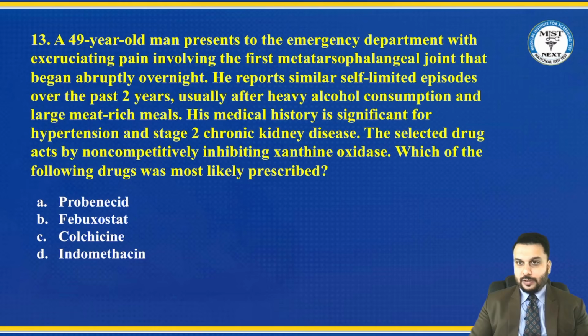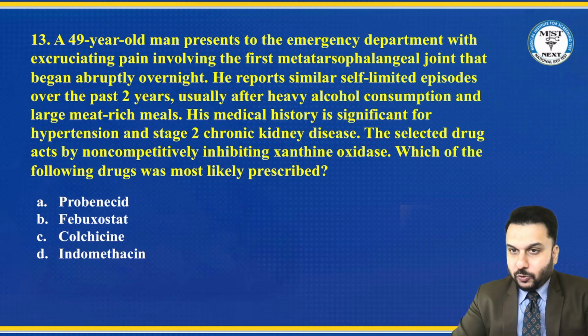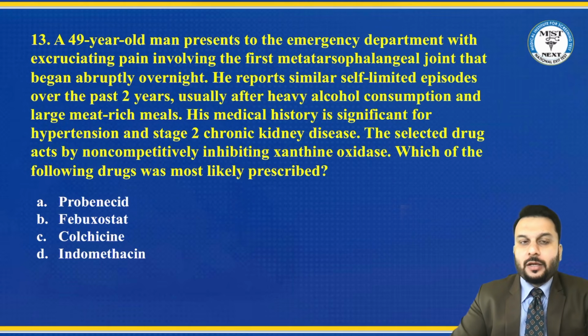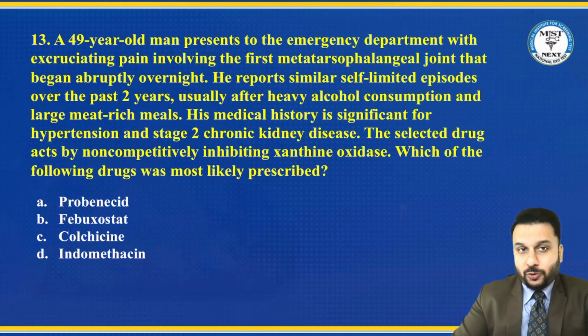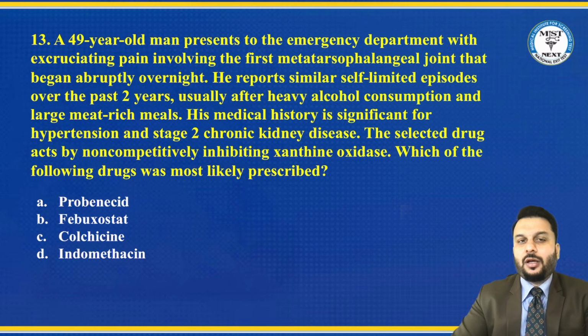So we got a 49-year-old man presenting to the emergency department with excruciating pain involving the first metatarsophalangeal joint that began abruptly overnight. He reports similar self-limited episodes over the last 2 years, usually after heavy alcohol consumption and large meat-rich meals. His medical history is significant for hypertension and stage 2 CKD. The selected drug acts by non-competitively inhibiting xanthine oxidase. Which of the following was most likely prescribed?